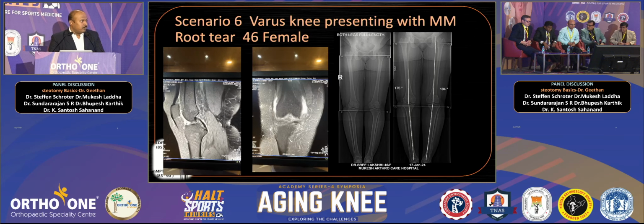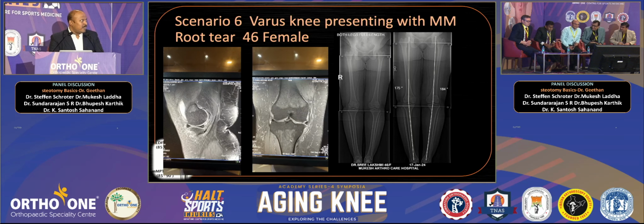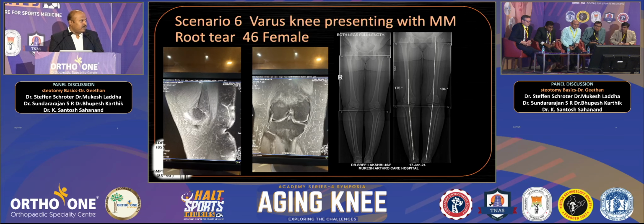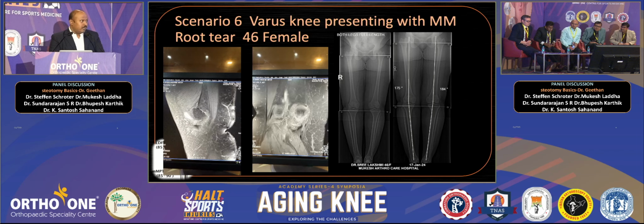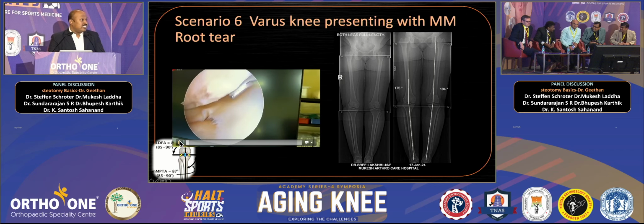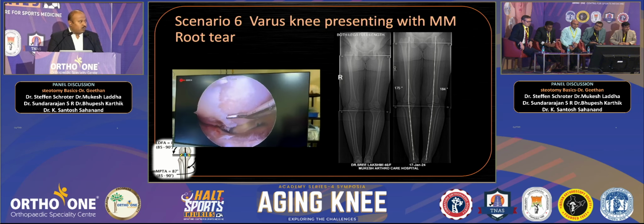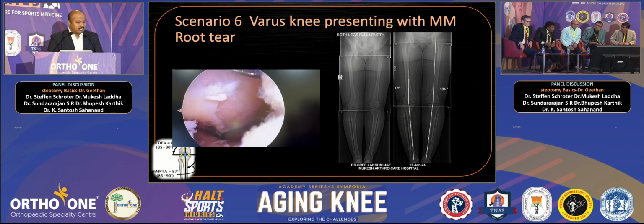These are just 1.5 Tesla MRIs. As usual, our plan was for root repair with a high tibial osteotomy set as a backup. But we had extensive cartilage lesions, medial and lateral. So what can we do for this patient?